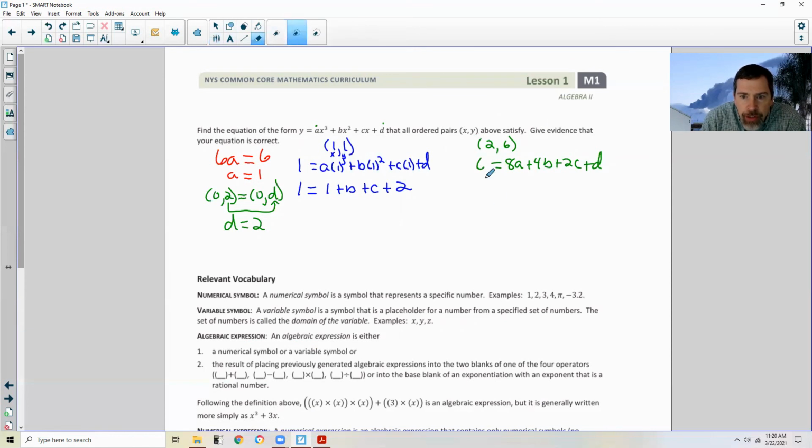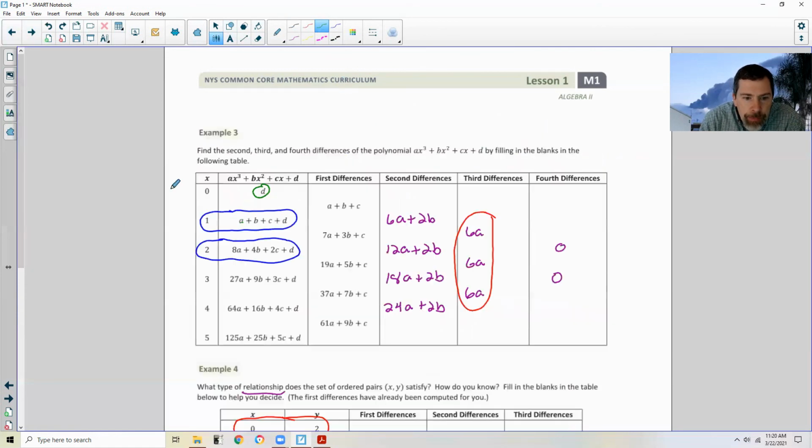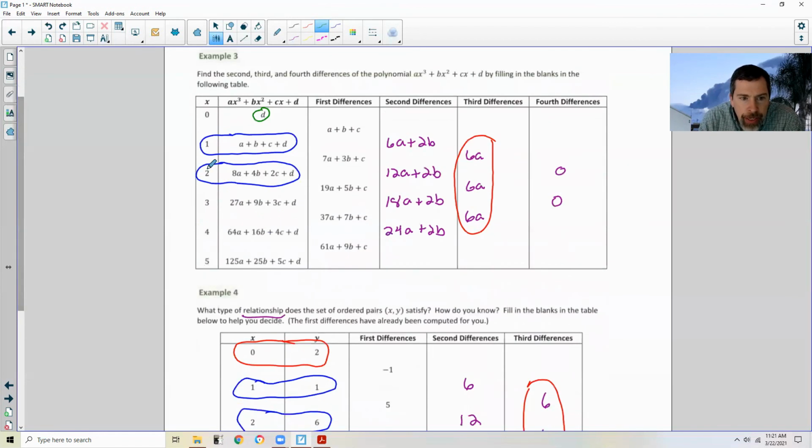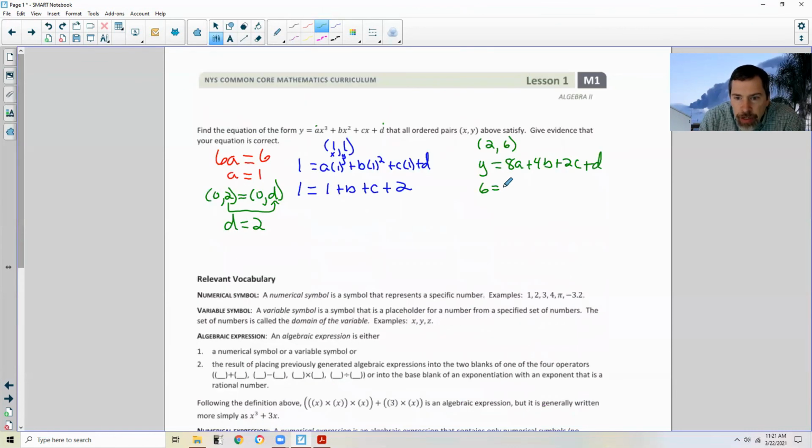Well, let's put y for starters. Let's put the y. And then I'm going to substitute in. So y is 6. X is going to be 2. Okay, so if a is 1 and x is what? So it's a times x, which is 2 cubed. So x is 2, y is 6.